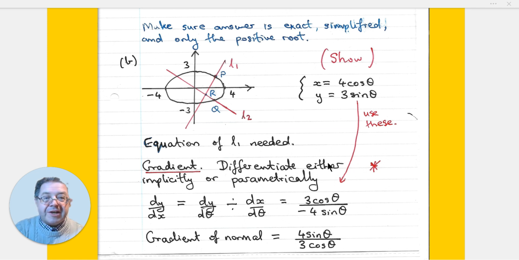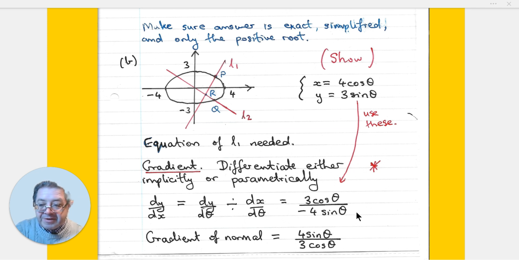So dy/dx equals dy/d theta divided by dx/d theta. Differentiating y and x with respect to theta gives us 3 cos theta over minus 4 sine theta. Now we are looking here for the normal, not the tangent. So we've got to do the negative reciprocal of the gradient, which will be 4 sine theta divided by 3 cos theta.